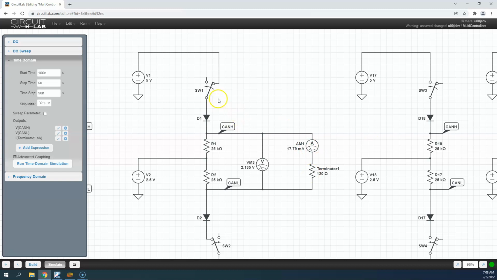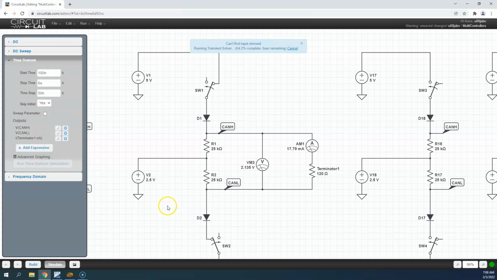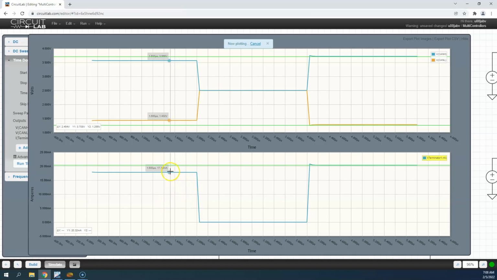As we decrease current, or as we open these switches, we know from the simulation for sure that it has to drop to 0, correct? Whoops, wrong thing. Let's do time domain simulation. And so here's our periods. Here's one controller transmitting, 17.79 milliamps. Here's no controllers transmitting. Nobody's putting anything on the bus. We're in the recessive state. We have 0 amps of current flow because there's no current flowing in the circuit. Therefore, we have 0 volts dropped across the termination.